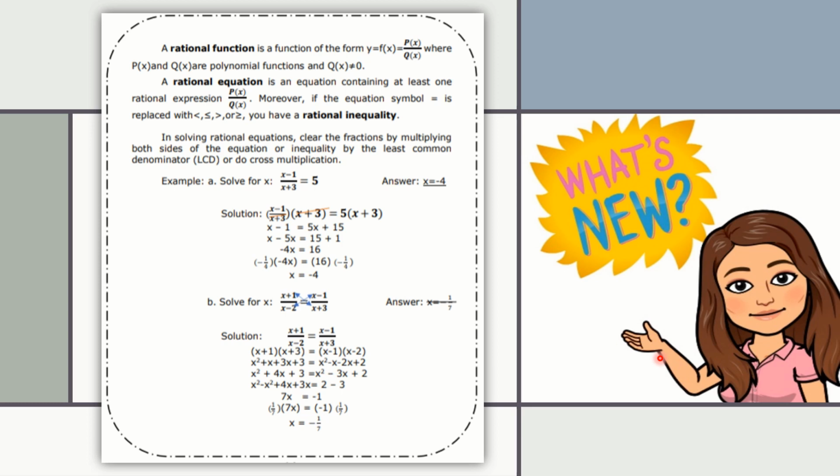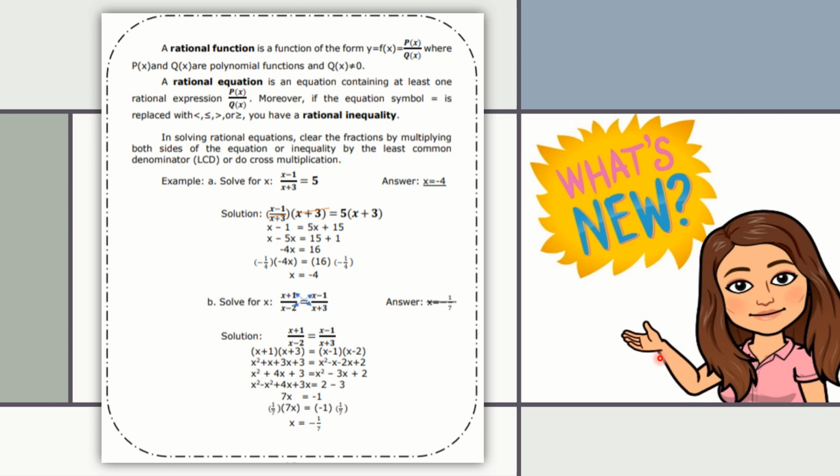Let us now focus on the main topic of this module. A rational function is a function in the form y = f(x) = p(x) over q(x), where p(x) and q(x) are polynomial functions and q(x) is not equal to 0. A rational equation is an equation containing at least one rational expression, p(x) over q(x). Moreover, if the equal sign is replaced with less than, less than or equal to, greater than, or greater than or equal to, you have a rational inequality.